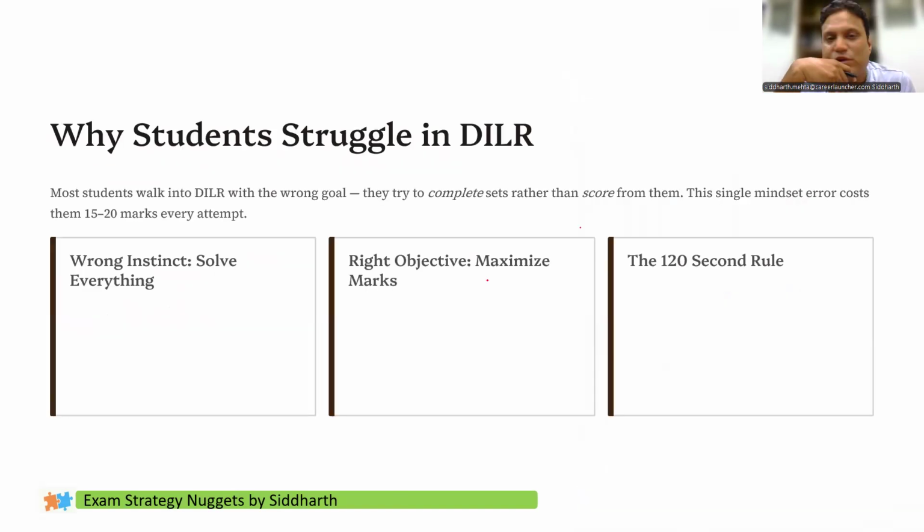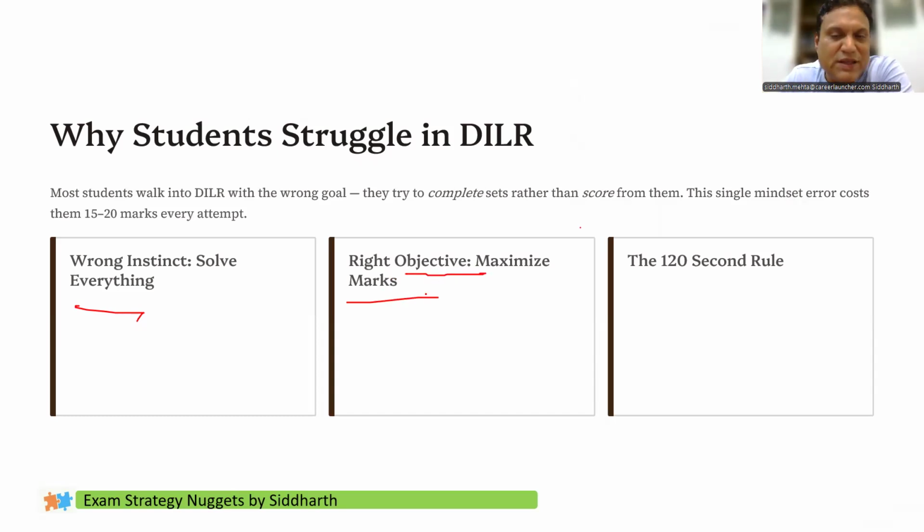So why do students struggle in DILR? I've discussed this in the last class: students want to solve complete sets. What I am saying is that you should solve a few questions in each set. If it is possible to solve the entire set, do it. But if you can solve a few questions in every set, that is going to perhaps help you more. This shift in mindset can give you some additional 15-20 marks. So "solve everything" is a wrong instinct. Your objective should be to maximize marks.